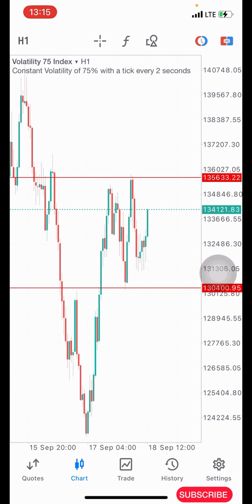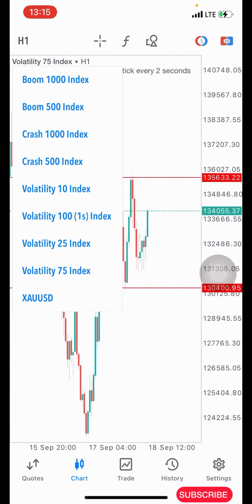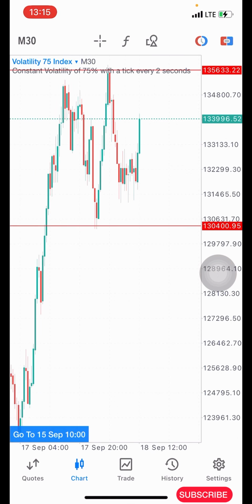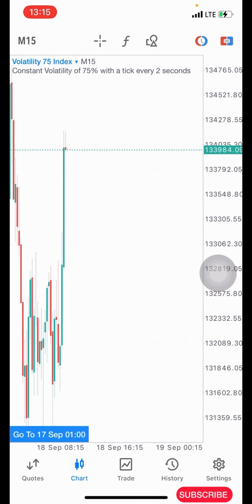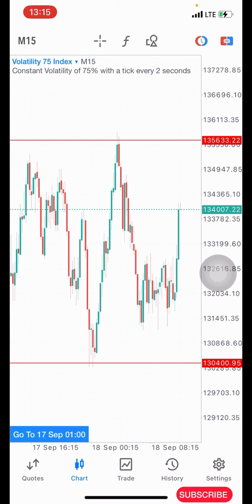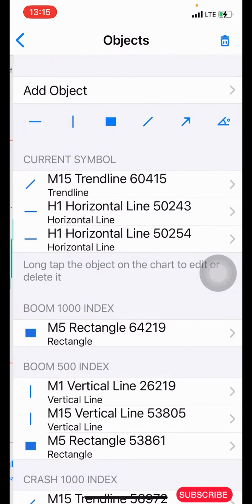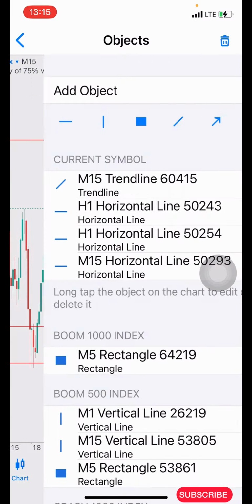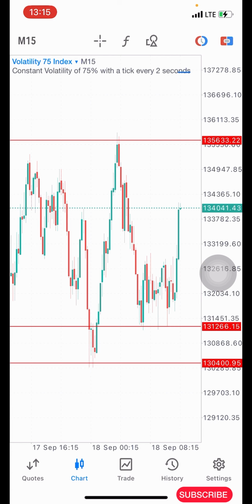Now after marking this, you go down to the 30-minute time frame to check for other support and resistance zones. I'm not seeing any here, so let me go down to the 15-minute time frame. Here on the 15-minute time frame, I'm going to mark this area here, and I'll mark this area here. There's a support and resistance zone there.